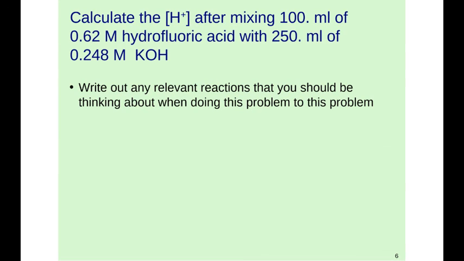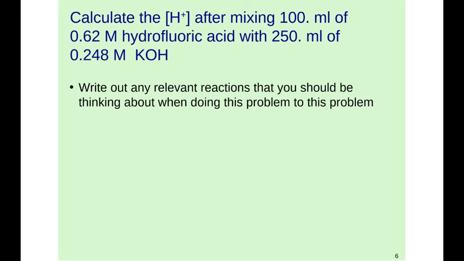This is a very similar problem to the last one, but instead of calculating the pH, we're calculating the concentration of H+. And this time we're mixing 100 milliliters of 0.62 molar hydrofluoric acid with 250 milliliters of 0.248 molar potassium hydroxide. We're going to want to start out by writing out any relevant reactions that we should be thinking about when we do this problem. And the relevant reaction here is our hydrofluoric acid with our potassium hydroxide forming our potassium fluoride and water.